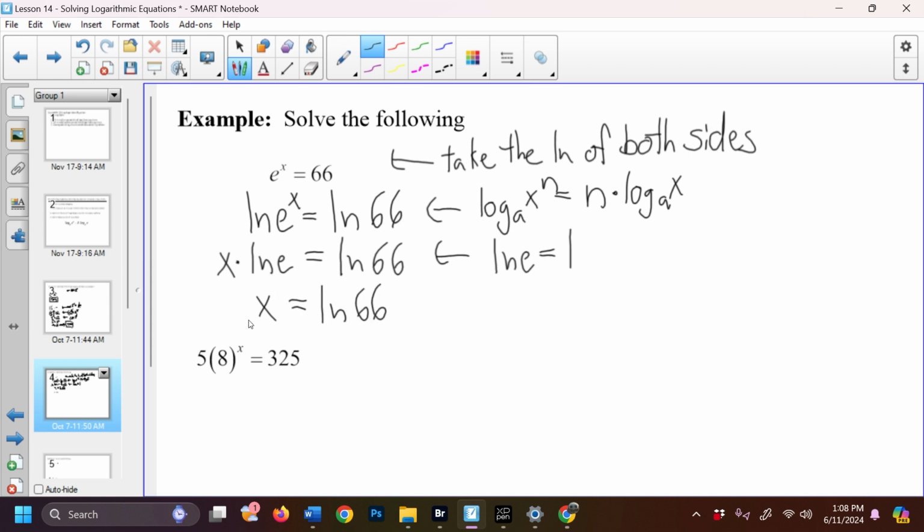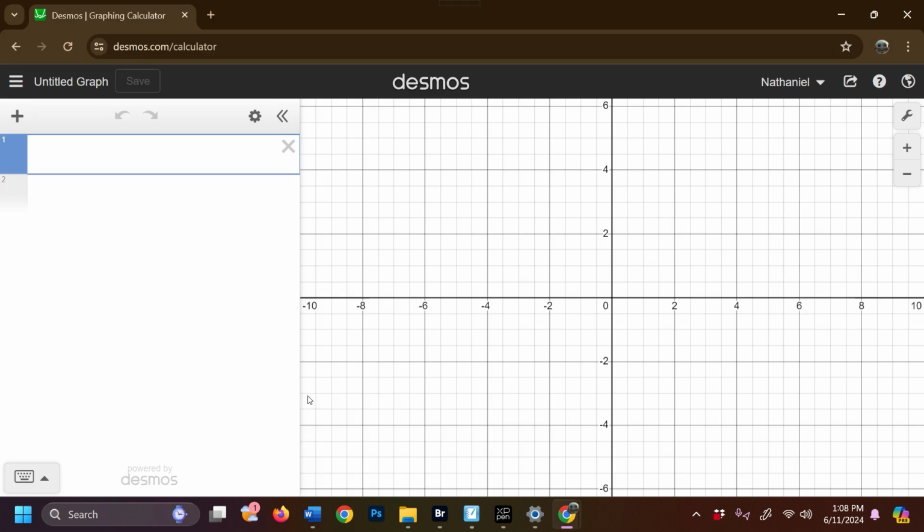Now that is fine as it is, or you can go to decimals with this. I will type in the ln of 66, and I'll get 4.1896. If I'm rounding to 3 places, I'll round that up, so I got 4.190.